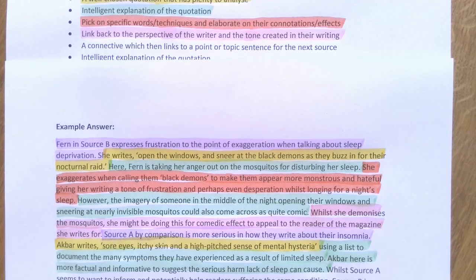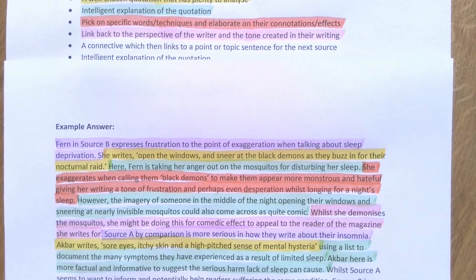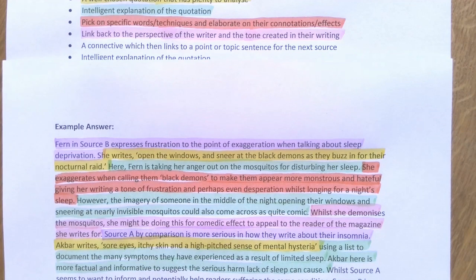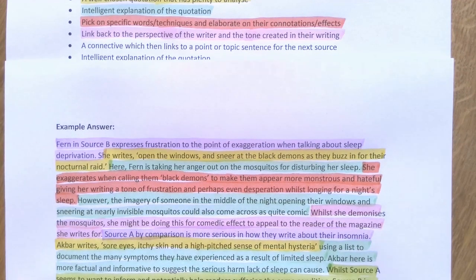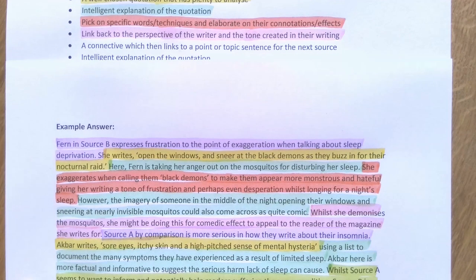While source A seems to want to inform and potentially help readers suffering the same condition, source B is written more for entertainment using an anecdotal tone to vent her frustration at her interrupted night's sleep. So that is very specific comparison. Source A does this and source B does this. That means then that I'm nicely comparative when I'm talking about their tones, and I've certainly answered the question because I'm not just talking about two sources separately, I'm actually comparing the two of them together.